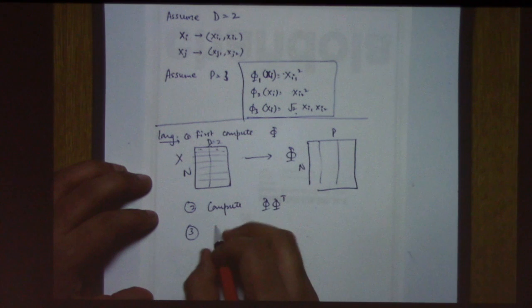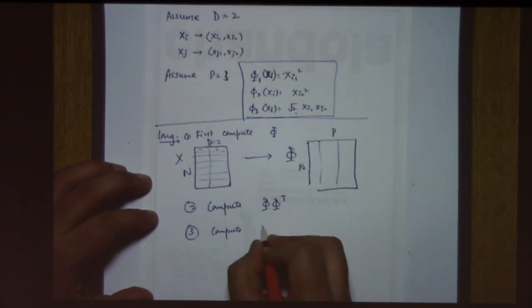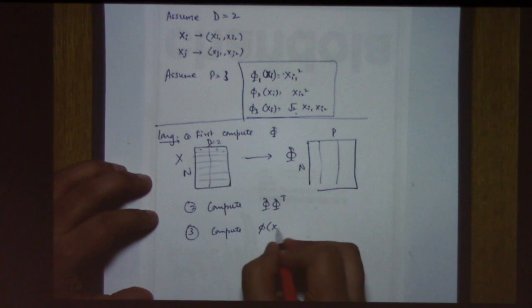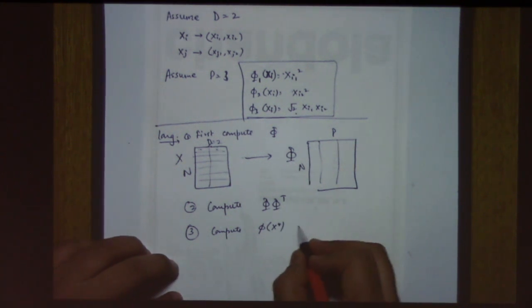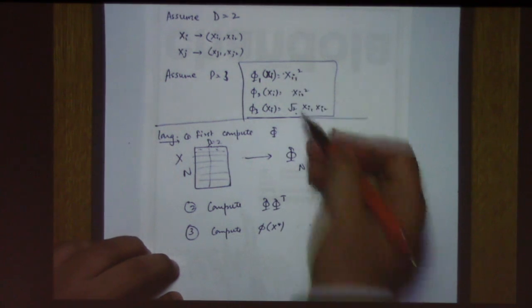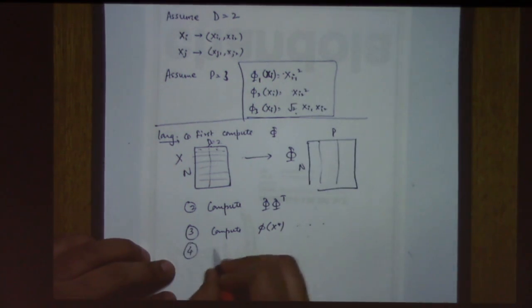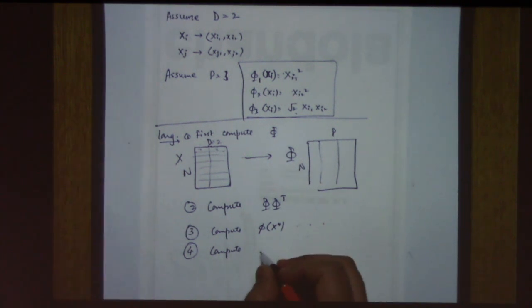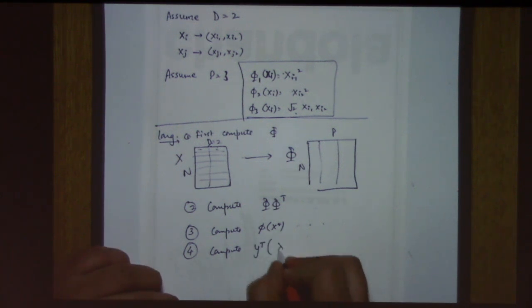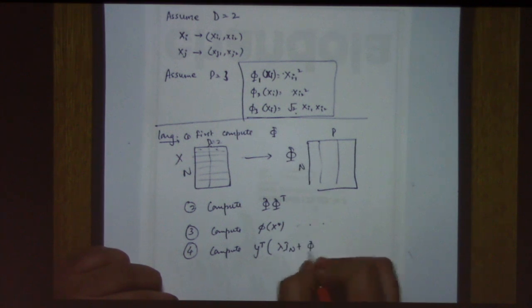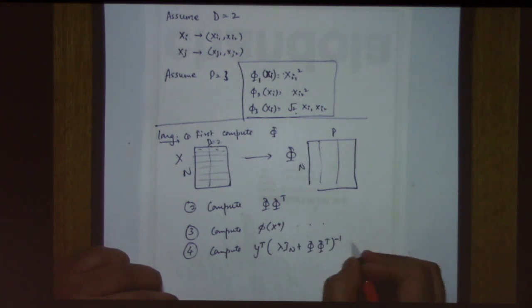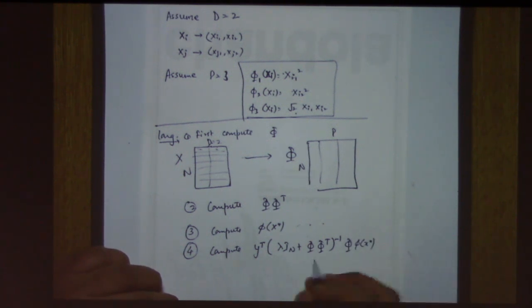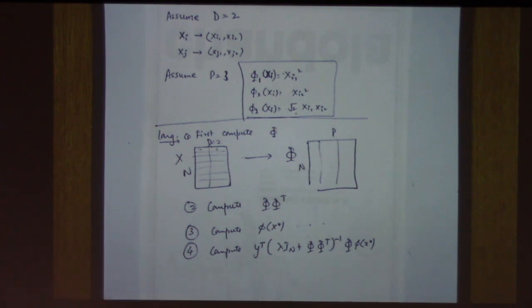Then the third one is compute the new data point, phi of x star, which is just three values. You take your x star and apply these three. And the fourth is compute the whole thing, y transpose times lambda I plus the inverse. You already know that, and then you also have computed this. So this is the long process to do this nonlinear regression.